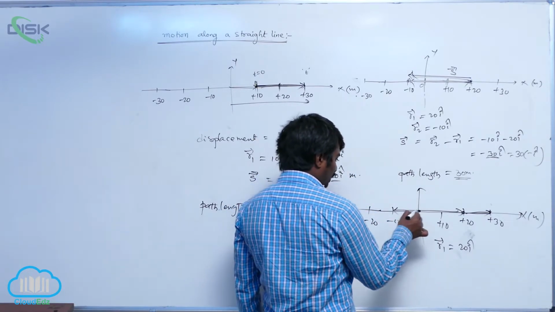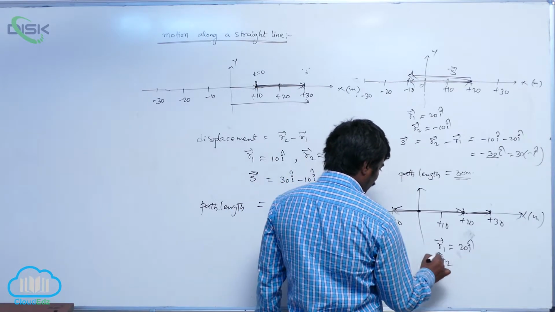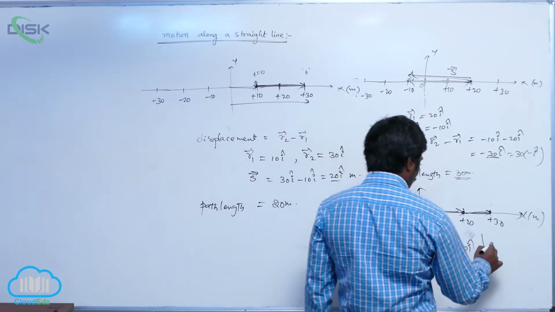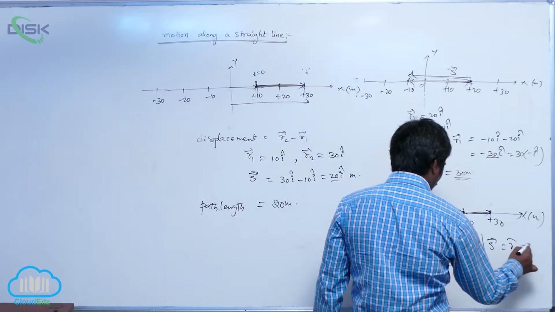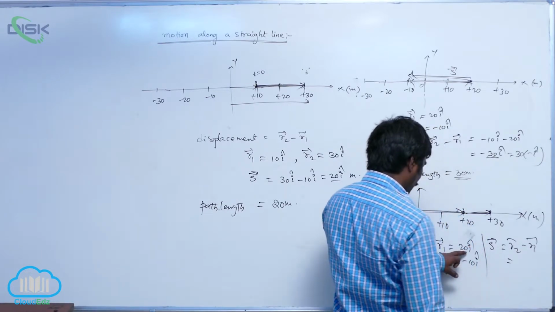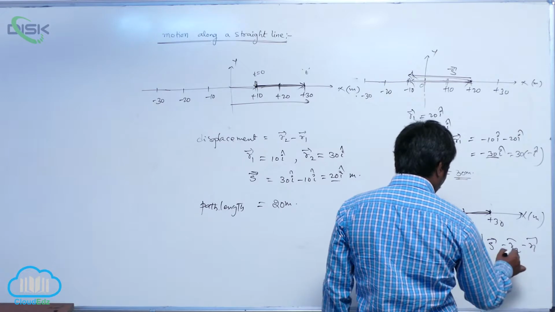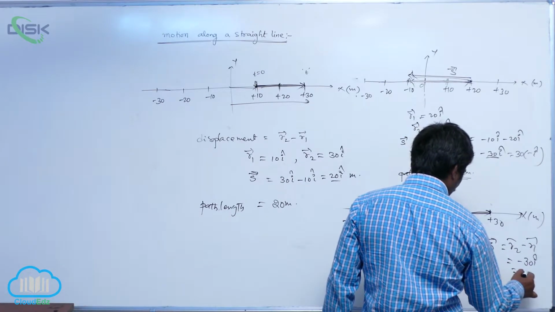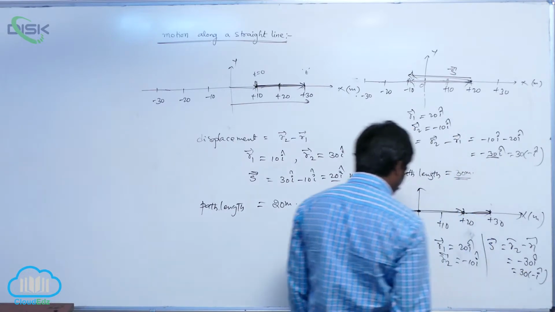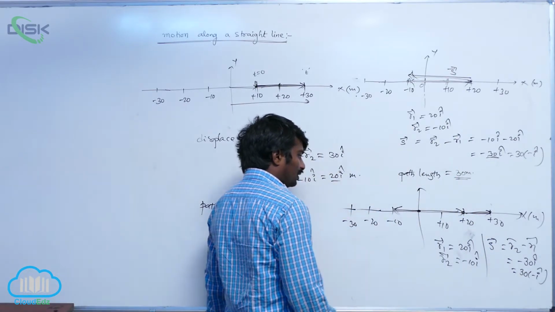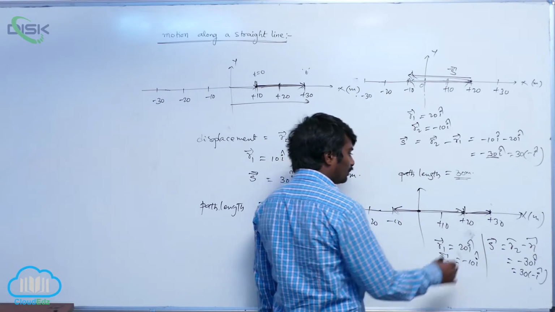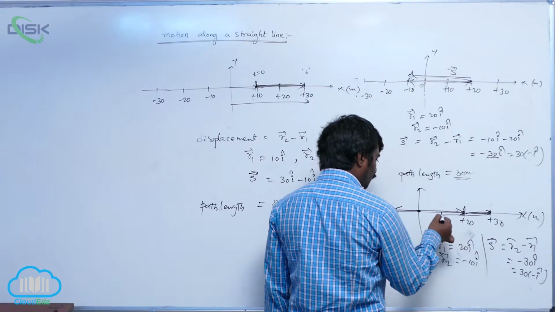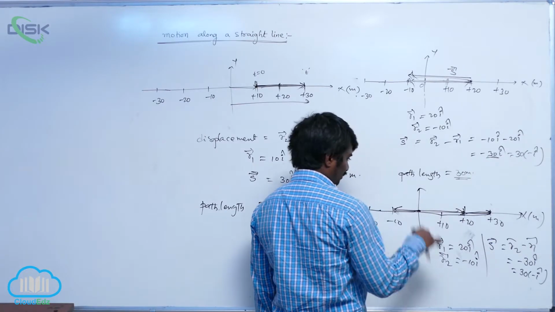So the final position vector, again from here to here, r2 bar is equal to minus 10 i cap. In this case displacement is equal to r2 bar minus r1 bar. So what I can write: minus 10 i cap minus 20 i cap, again minus 30 i cap, that is equal to 30 into minus i cap. And what about the path length? It started from 20, it goes to 30, so 10 meters, again 10, 20, 30, 40, 50.